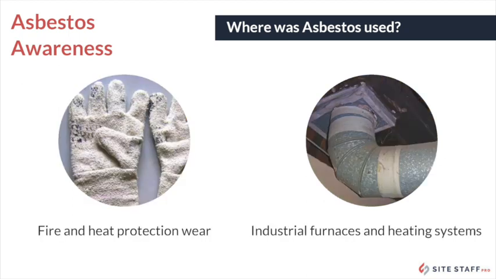Because of its heat-resistant properties, asbestos used to be used in fire and heat protection wear, such as these fire-resistant, heat-resistant gloves shown here. Asbestos-containing materials were, for the biggest part of the 20th century, the norm in the process of construction and installation of furnaces.